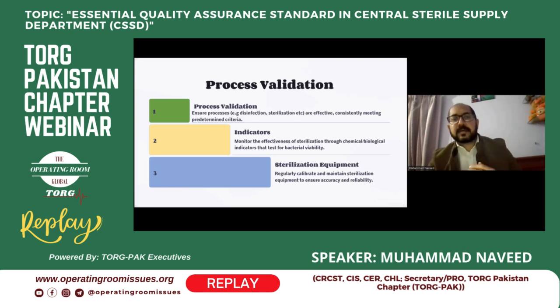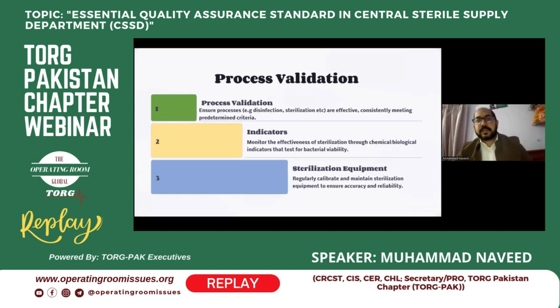The third main aim of quality assurance is sterilization equipment. Regularly calibrate and maintain the sterilization equipment to ensure accuracy and reliability. This is a very important thing in the quality assurance standard. Our machines also need calibration on a daily basis. If our machines are compromised, we cannot be sure our process is okay, or that we gain the sterility assurance level. So these three things are very important for process validation.